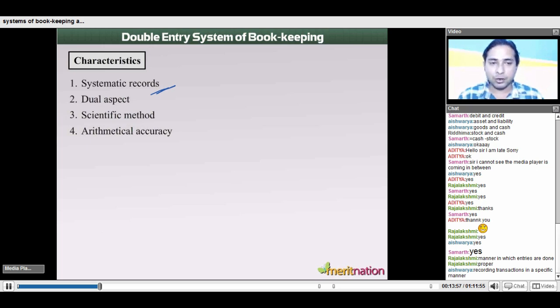Once we debit or once we credit the item, what we mean is that we are maintaining the dual aspect, and that is why we regard it as systematic records. Is it fine? It is based on principles, or we maintain it in a very chronological order.